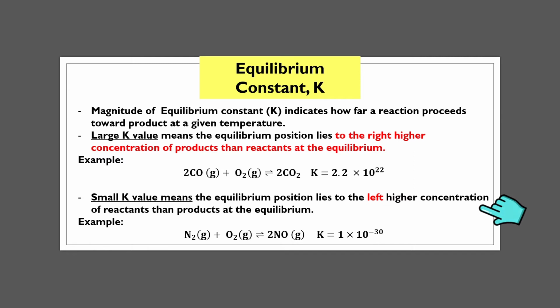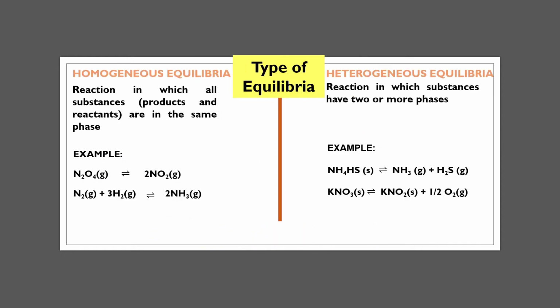While a small K value means that the equilibrium position lies to the left, with higher concentrations of reactants than products when the equilibrium is reached. For example, for this reaction at equilibrium, the K value is 1 times 10 to the power of negative 30. So it means that at equilibrium, there are higher concentrations of the reactants nitrogen gas and oxygen gas than the concentrations of the product nitrogen monoxide. There are two types of equilibria, homogeneous equilibria and heterogeneous equilibria.